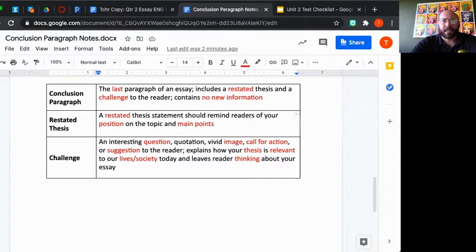Obviously, they're going to be the last paragraph of an essay. It includes a restated thesis and a challenge to your reader, and it absolutely contains no new information. If you get down to that conclusion paragraph and you are itching to talk about something new, to provide maybe another example or another thought on your topic or your position, you need to go back and add another body paragraph, because we never add new information in a conclusion.